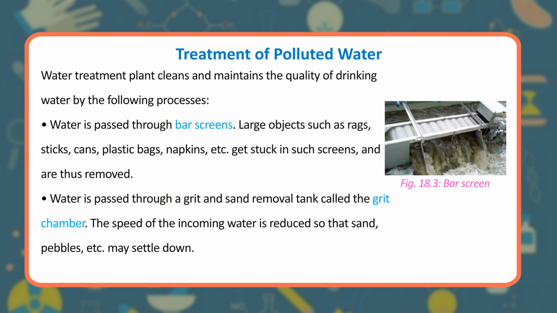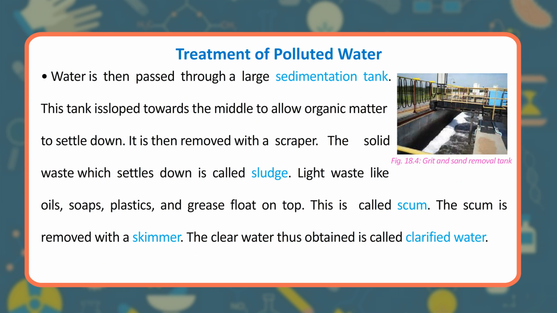Water is passed through a grit and sand removal tank called the grit chamber. The speed of the incoming water is reduced so that sand, pebbles, etc. may settle down. Water is then passed through a large sedimentation tank. This tank is sloped towards the middle to allow organic matter to settle down. It is then removed with a scraper.